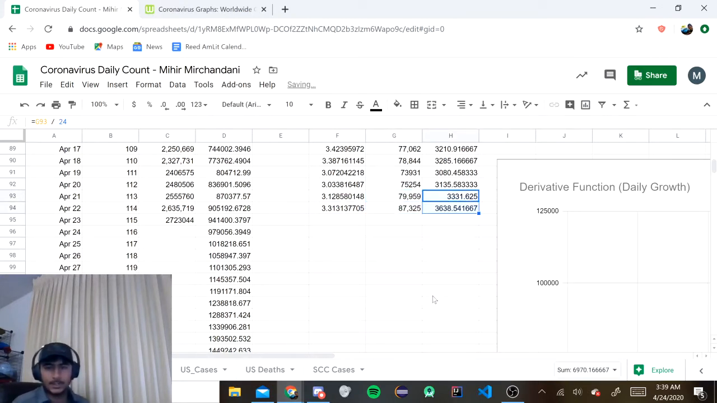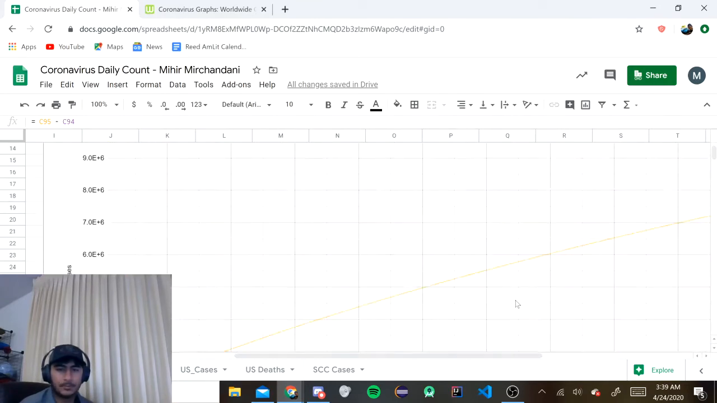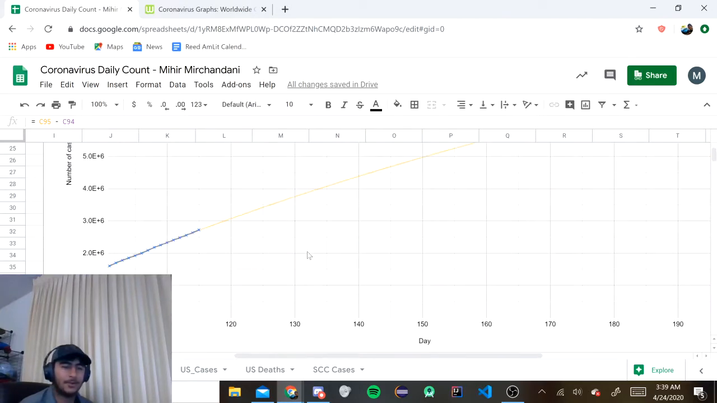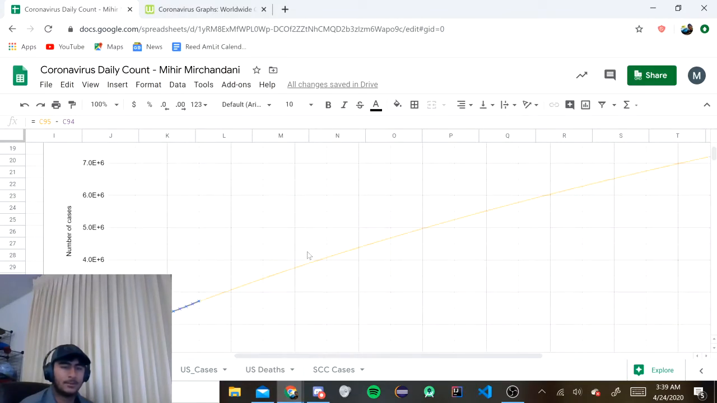Okay, so here we are: 87,000 new cases. That's a huge bump. And if you notice, this is number of cases versus day. This is the same graph I've been showing you for all my videos. This graph no longer holds an exponential curve. This is now more of a logarithmic curve.